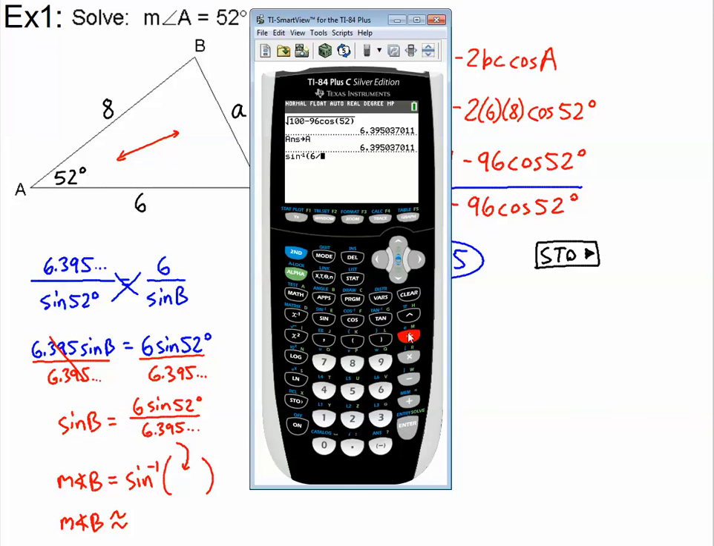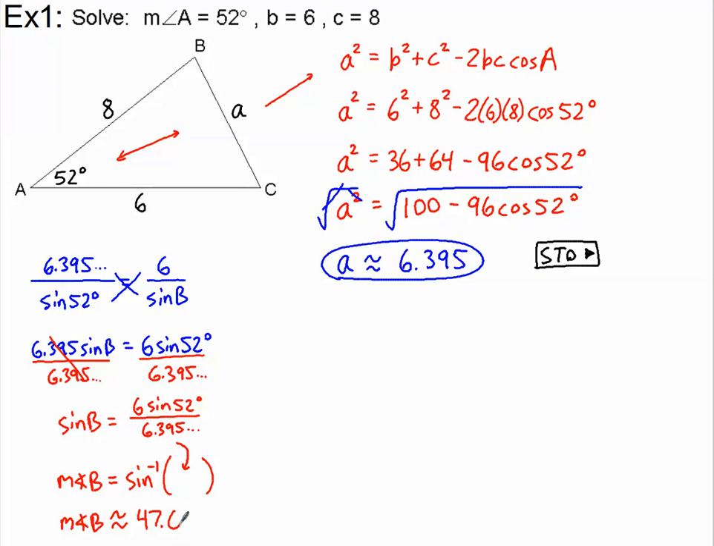I've got 6 times the sine of 52 degrees. Be sure to close that parenthesis before you divide by. Now I'm going to be using the exact number, so I need to push alpha A. Close the parenthesis for the inverse sine, and we will have our angle. 47.675. The 4 has to go up because the 6 is going to force that up. We have to round correctly. 47.675 degrees.